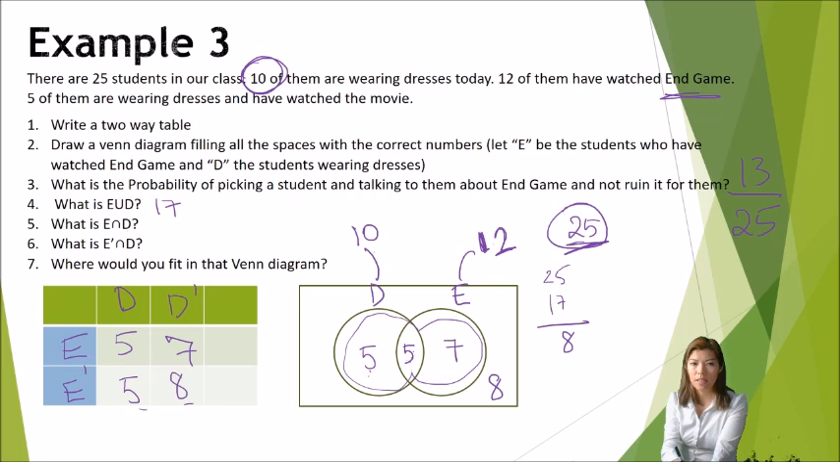What is E intersect D? So the number that is overlapping, that is 5. What is E dash, or not E, intersect D? That's also 5. We're talking about that 5 over there this time. Where would you fit in that diagram? Well, depends on whether you've watched Endgame or not.